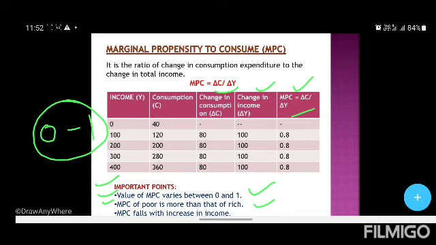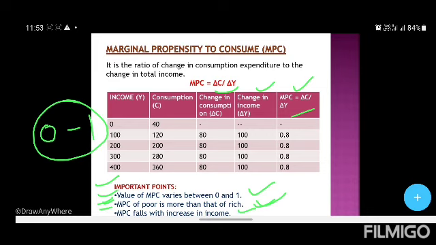जितने आप पुअर होंगे, अगर कोई भी इंसान जितना पुअर होगा, उसका marginal propensity to consume ज़्यादा होगा. Why? Because the poor has, or we can say has, more requirement than the rich. So the marginal propensity to consume of poor will be more than that of rich. As the income of a poor increases, they consume more. MPC falls with increase in income.